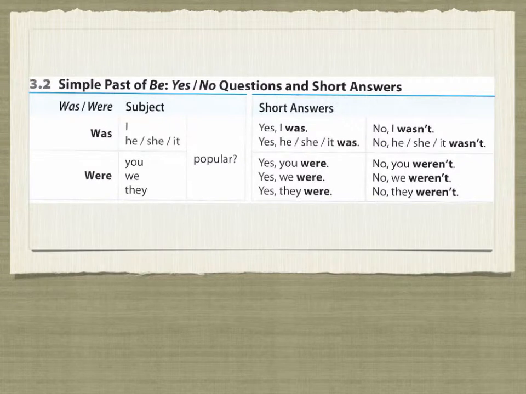Chart 3.2 explains using simple past of be in yes or no questions and short answers. And again, it's the same as it is in the simple present of be. So, is she popular becomes was she popular.